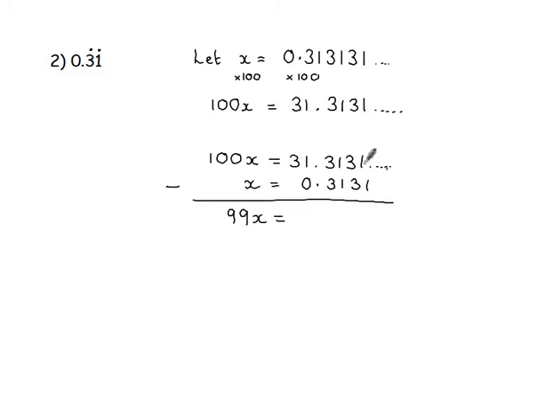equals, start this side, so obviously your recurring decimals, 3131, take away 3131, it's going to disappear. So you just have 31 take away 0 to give you 31. And then the final step, we want to get rid of that 99. So divide by 99 to both sides. X is 31 over 99. 31 is a prime number, so it cannot be simplified any further.